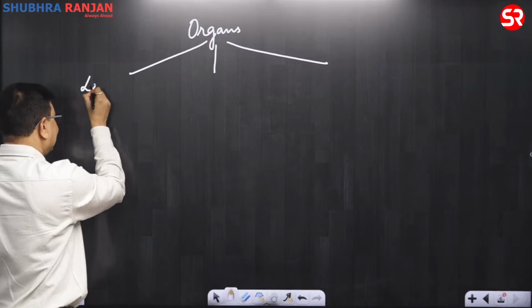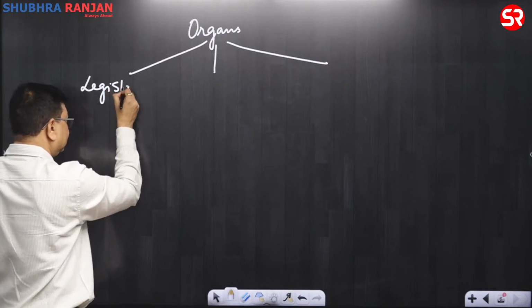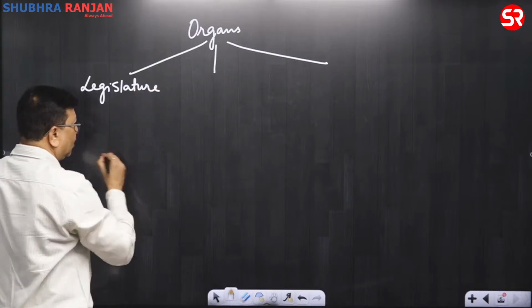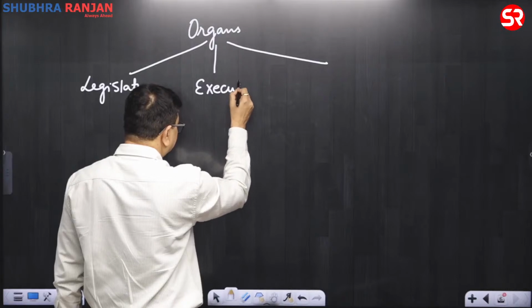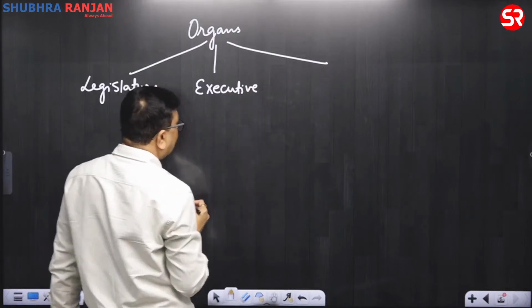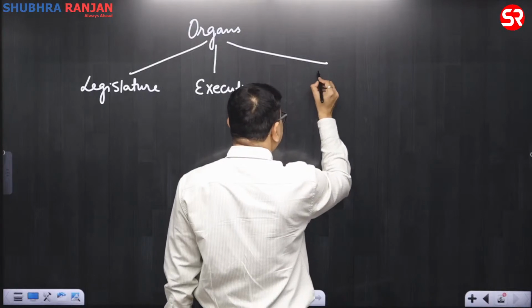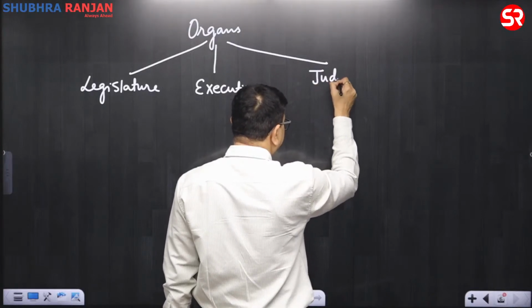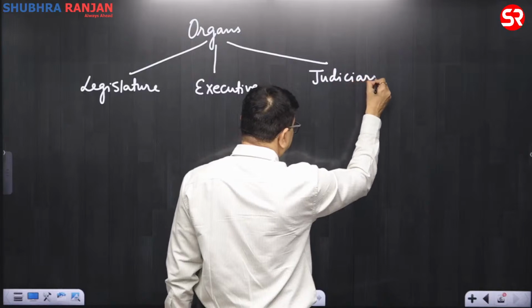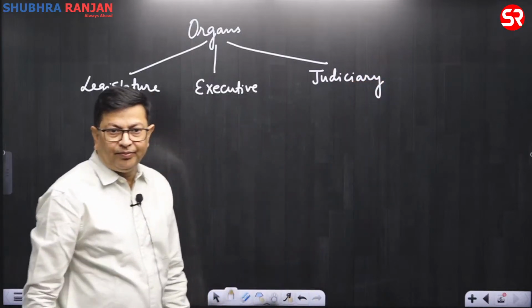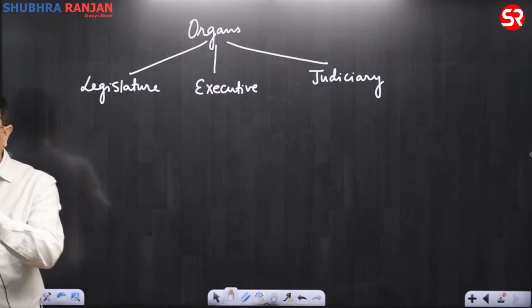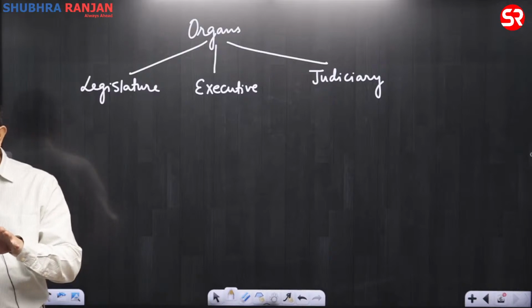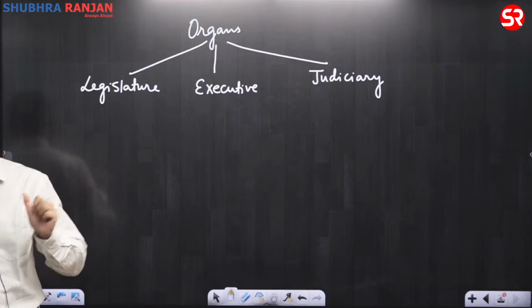Lawmaking is done by the legislature. Law implementation by the executive, and law adjudication is done by the judiciary. Here again some basic things, because most of us are from the non-humanities background, or even in humanities background, if you have not studied political science, the things may be difficult also.